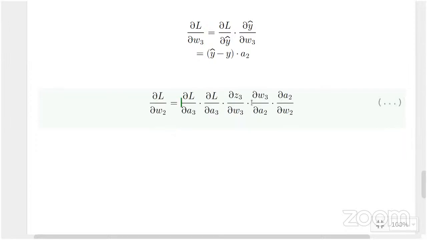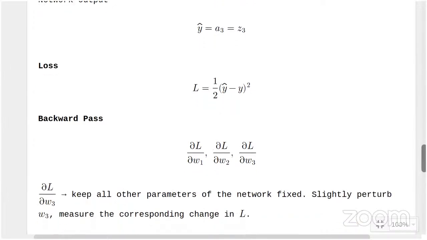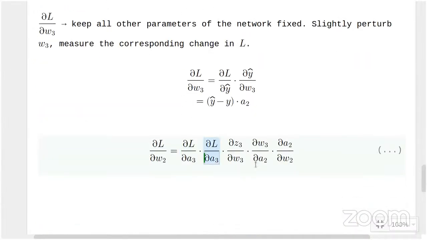∂L by ∂W2 is, I start from A3, since that's the output of the network. Then ∂A3 by ∂Z3, which is going to be just 1. Yeah, we have to add that. Now the rest of it is the same, right? ∂A2 by ∂Z2 and then ∂Z2 by ∂W2, right?